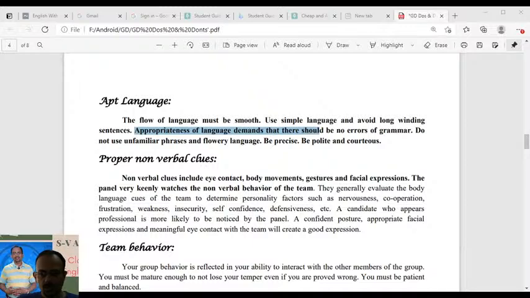Okay, dear students, so as you can see here, appropriateness of language demands that there should be no errors of grammar. Okay, so it's better you do not make any grammatical error while you interact with people. Do not use unfamiliar phrases and flowery language. Do not use very difficult language which people cannot understand. Use simple language, but in a tone which is appropriate, and use the appropriate word. If you use a very high flown word which is beyond the comprehension of the participants, then they will not be able to understand you. Therefore, you have to use the simple words also.